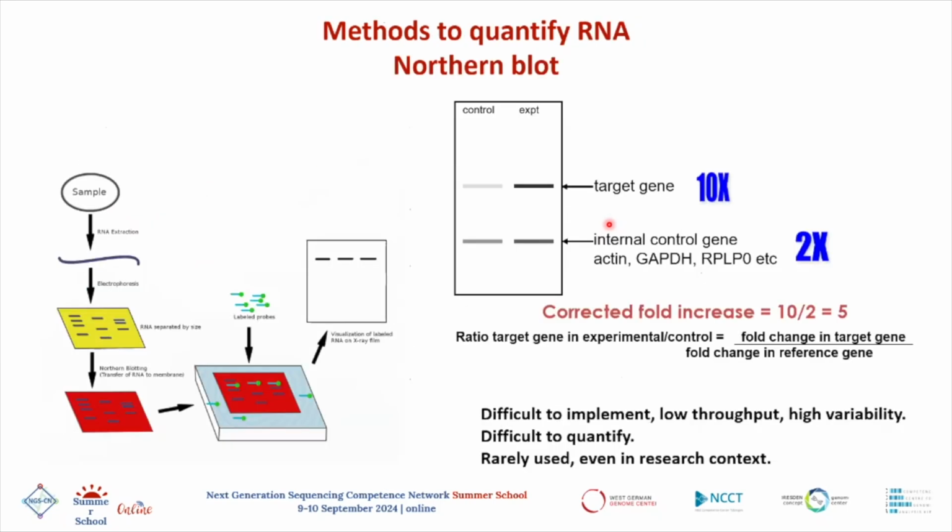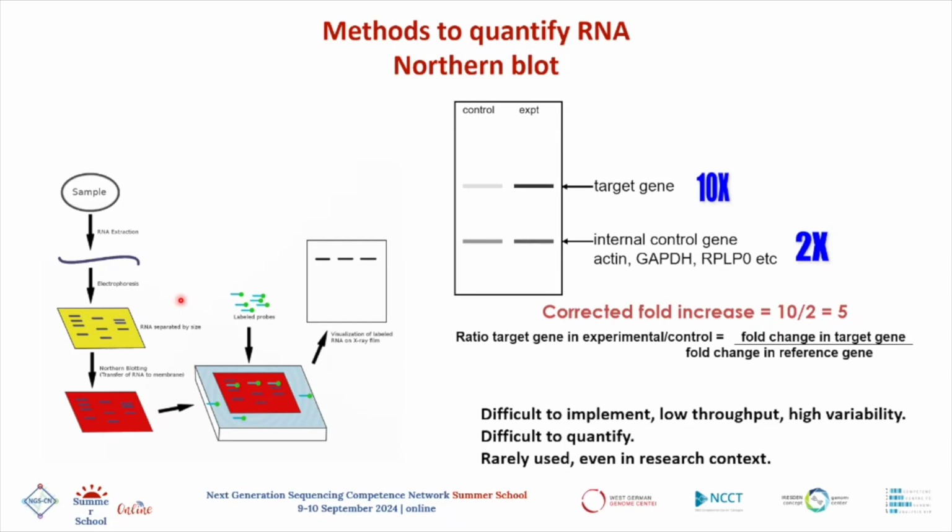So in history, typically methods to quantify RNA started with what we call Northern blot. I don't want to go too much into detail, but I think the concept is quite interesting. The idea is if one takes a sample and isolates the RNA of this sample, one can run the RNA through electrophoresis in a gel, which separates it by size.